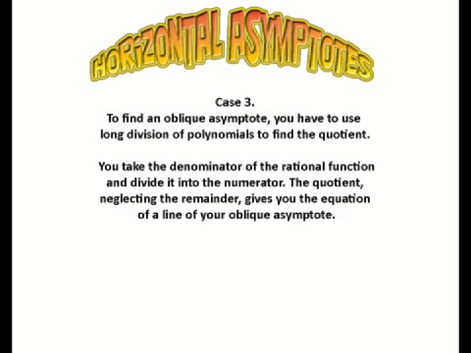To find an oblique asymptote, you have to use long division of polynomials to find the quotient. You take the denominator of the rational function and divide it into the numerator. The quotient, neglecting the remainder, gives you the equation of a line, your oblique asymptote. This is a lot easier to understand once you see an example. So let's do one now.